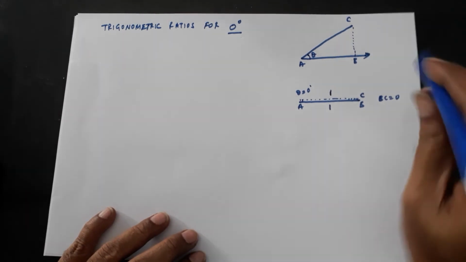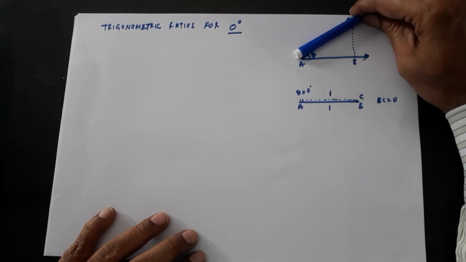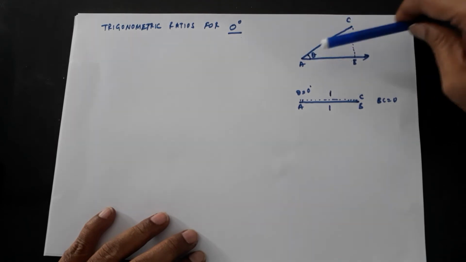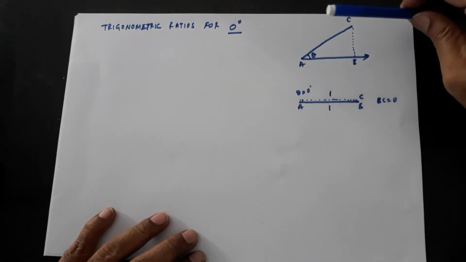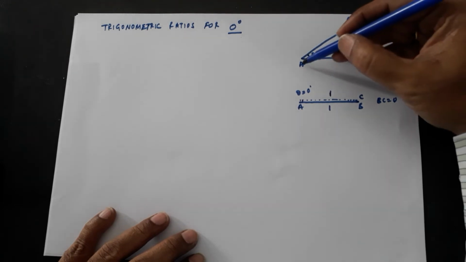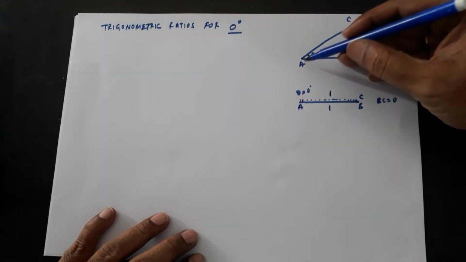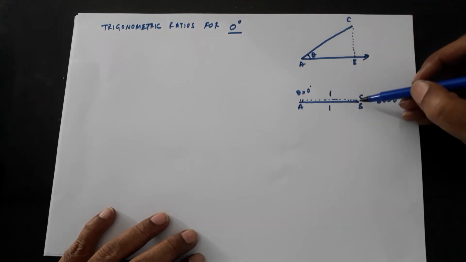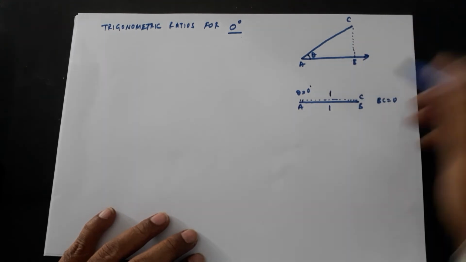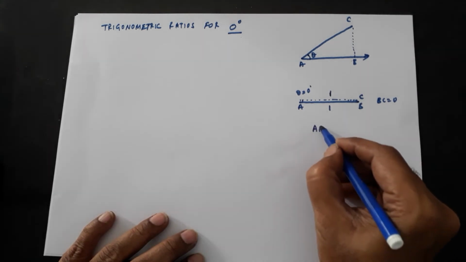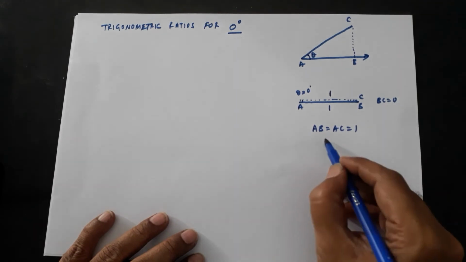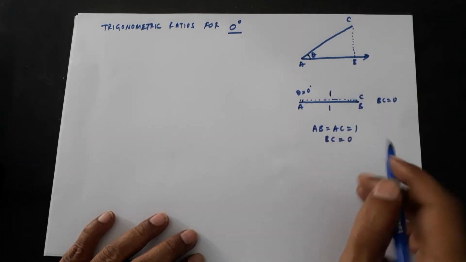Okay, got it? What we are doing is bringing the AC line such that it coincides with AB, so that the angle theta becomes 0 degrees. When it becomes 0 degrees, if you take side AB as 1 unit, then AC will also be 1 unit, but BC collapses to 0. Here AB equals AC equals 1 unit and BC is 0.